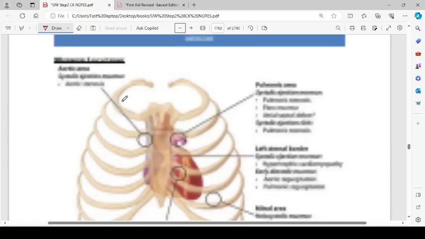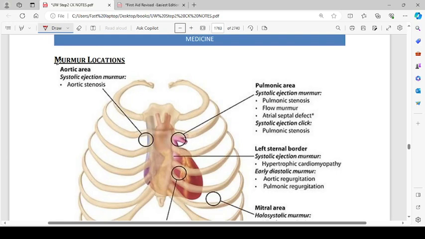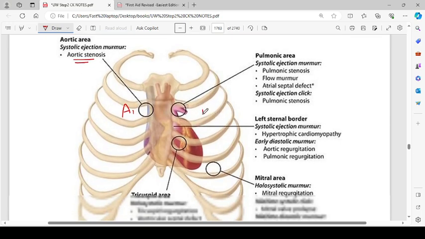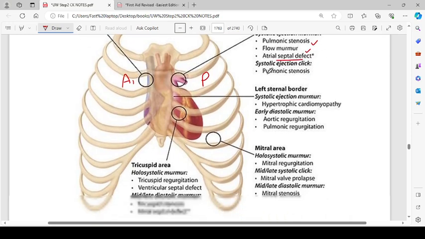Then these are the locations where we auscultate the heart. So murmur locations, this is the aortic area, specifically A1 area. So aortic systolic ejection murmur, aortic stenosis is heard here. It is pulmonic area. So the pulmonic area, systolic ejection murmur at this point are pulmonic stenosis and flow murmur and atrial septal defect. And systolic ejection click is pulmonic stenosis. This area is the A2 area.